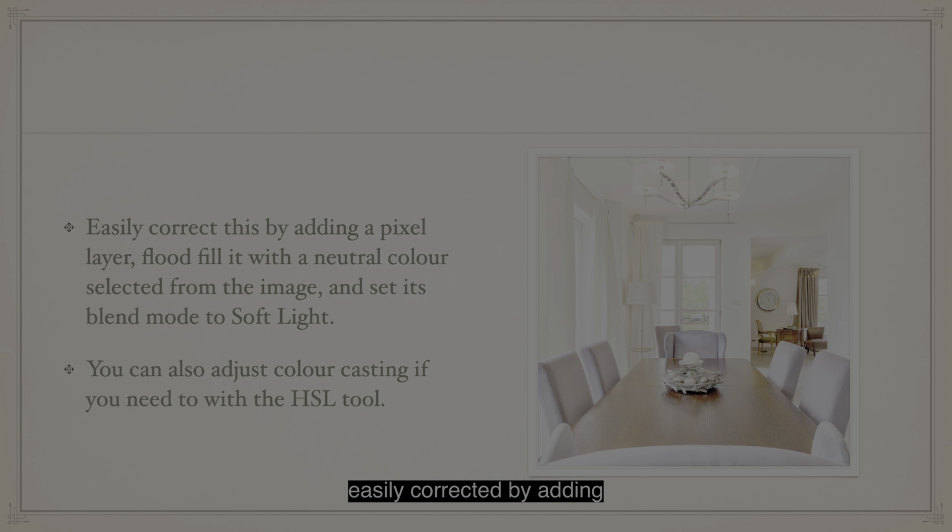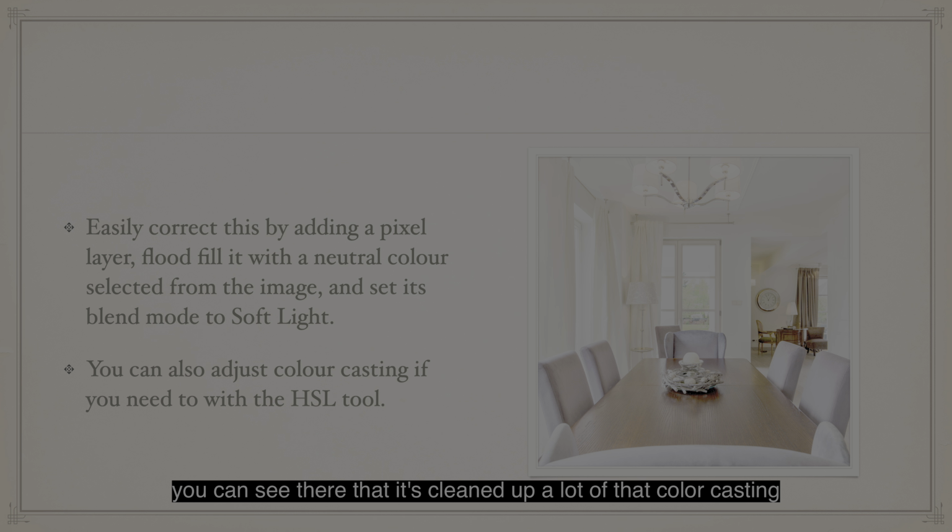Easily correct it by adding a pixel layer. Flood fill it with a neutral colour selected from the image and set its blend mode to soft light. You can also adjust colour casting if you need to with the HSL tool. And you can see there that it's cleaned up a lot of that colour casting from the last photo. The lamp in the corner particularly is no longer casting a yellow glow in the corner of the room.